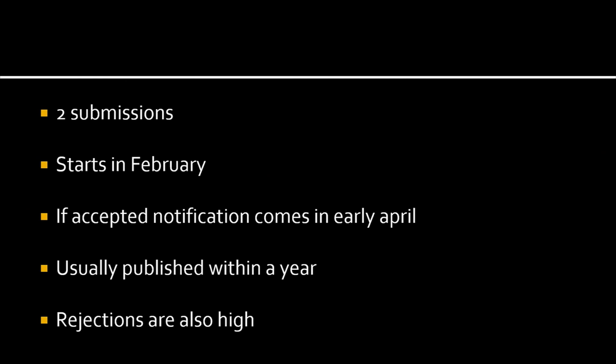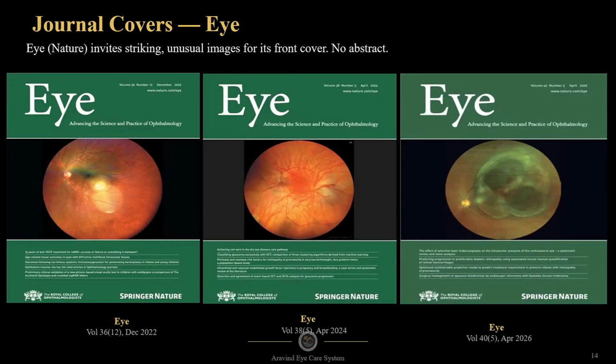And these images are usually published within a year. The editor contacts you saying when the image will get published. And rejections are also equally high. 1 in 6 images that you send get accepted in Ophthalmology. So the second journal that I usually submit to if it gets rejected in Ophthalmology is Eye.